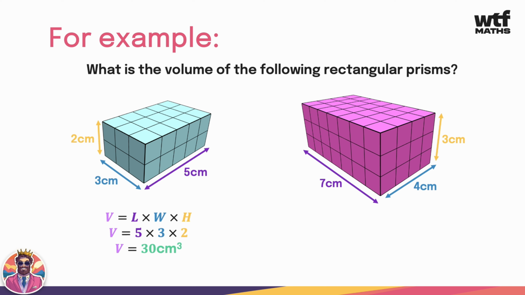If we look at the shape on the right, let's do the same thing. It has a length of 7, a width of 4, and a height of 3. So 7 times 4 times 3 is 84 centimeters cubed. So you could fit 84 of those 1 centimeter cubes in that shape. So this is just a very simple formula you can use to find the volume of rectangular prisms really quickly.